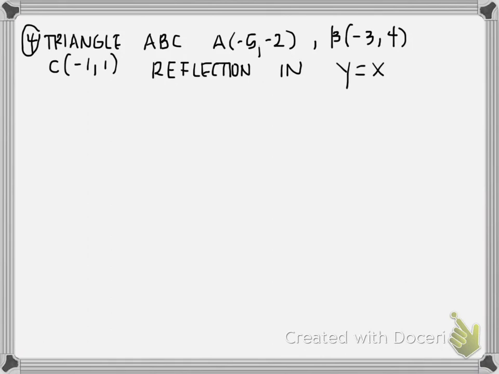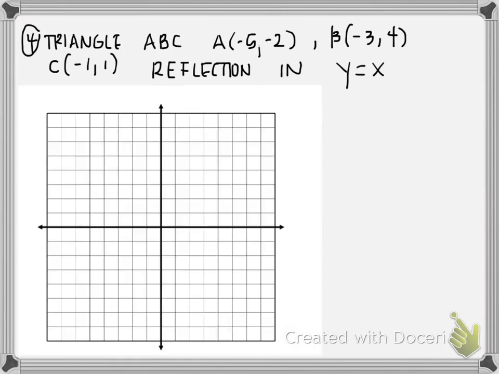Alright, let's do one more. Triangle ABC, where A is at -5, -2. 1, 2, 3, 4, 5, down 2. Okay, and B is at -3, +4. And C is going to be at -1, 1. Okay, so it's my A, B, C.